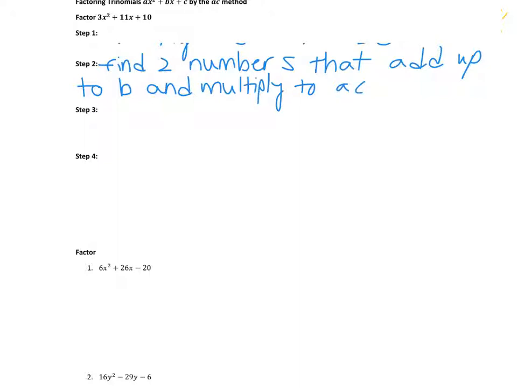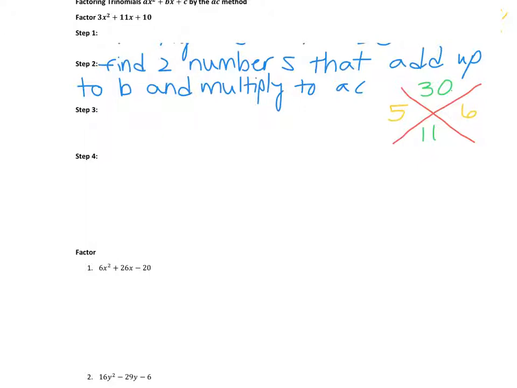Okay, some of us have seen this X before, and this is one way to organize our information. We would put AC in the top and B in the bottom, and then these other two slots would be for your two special numbers. So in our case, AC is 30 and B is 11. So two magic numbers that multiply to positive 30 and add to positive 11. 5 times 6 is 30, and 5 plus 6 is 11.